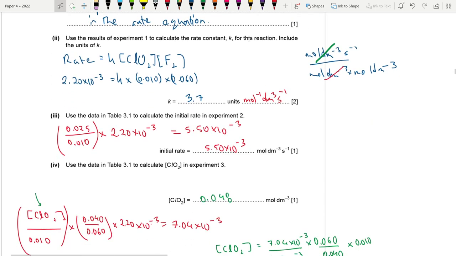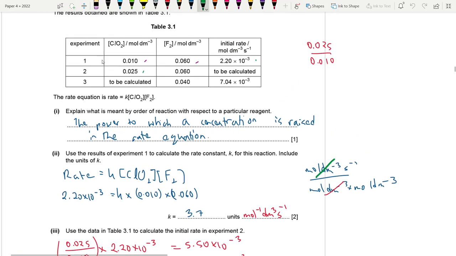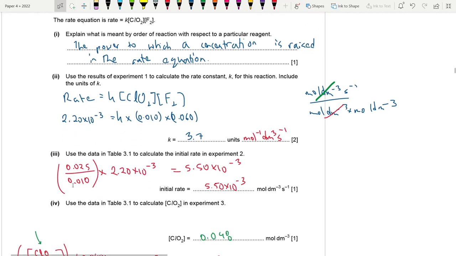Okay, so use the data in table 3.1 to calculate the initial rate of experiment 2. Initial rate of experiment 2. So think about it. What happened in reaction 2? The concentration was increased by a factor of 0.025 by 0.010, and since it's first order, we don't need to square or anything, so it's just 0.025 divided by 0.010 × 2.20 × 10^-3. It's going to be 5.50 × 10^-3.